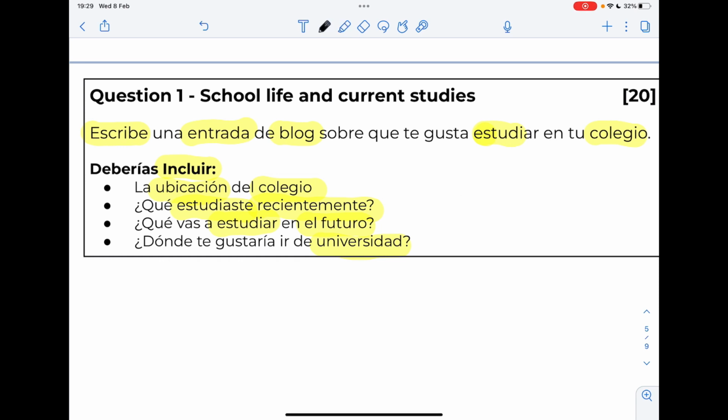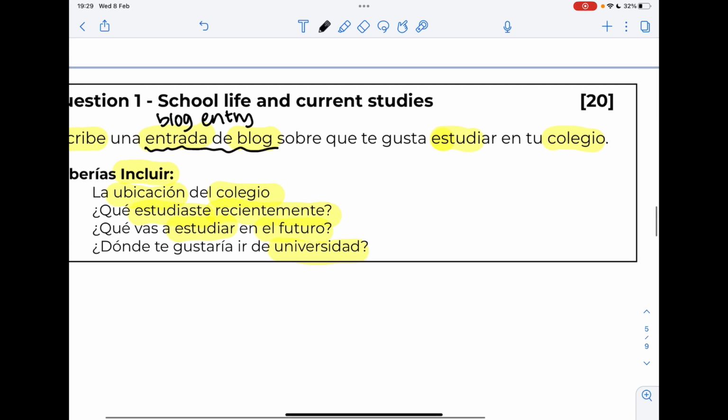So, now, entrada de blog. We've got the word blog, so really there's only one thing it could be, a blog entry. Because entrada, entry. Sobre que te gusta, so you like.